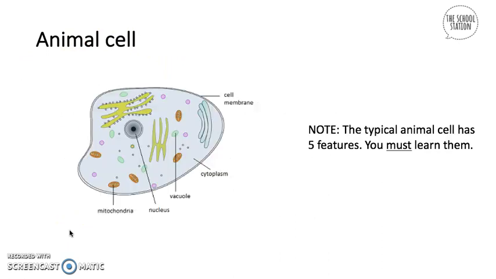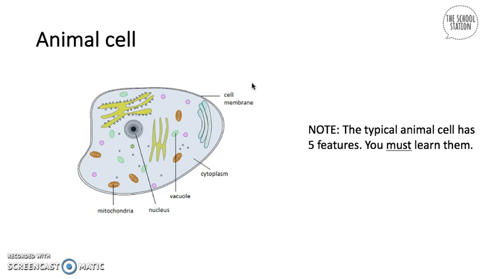This is how a typical animal cell looks. It has five features, and you must learn all of these features by heart, and you must know how to draw them because these will be coming up in the exam over and over again. As you can see, the animal cell includes a mitochondria, a nucleus, a vacuole, a cytoplasm, and a cell membrane. And each of these features has a job as well, which you'll definitely have to understand.